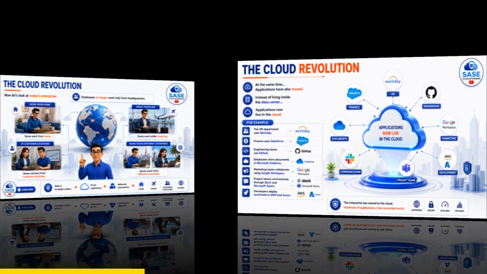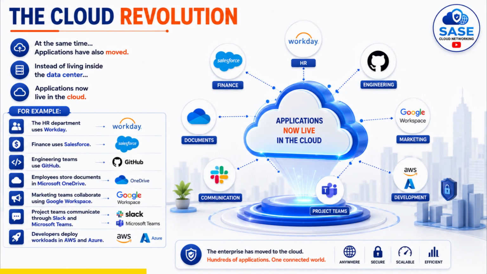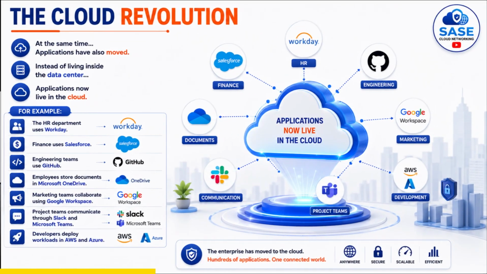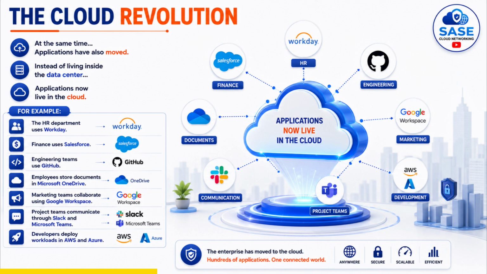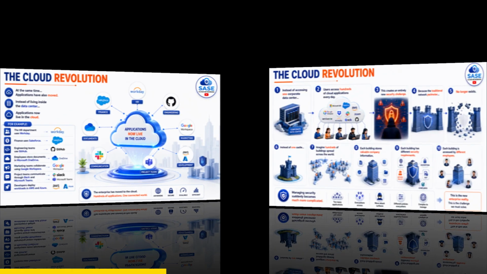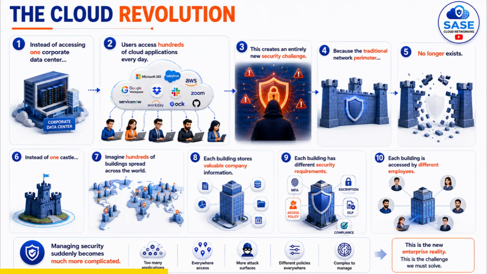At the same time, applications have also moved. Instead of living inside the data center, applications now live in the cloud. For example, the HR department uses Workday. Finance uses Salesforce. Engineering teams use GitHub. Employees store documents in Microsoft OneDrive. Marketing teams collaborate using Google Workspace. Project teams communicate through Slack and Microsoft Teams. Developers deploy workloads in AWS and Azure. So now, instead of accessing one corporate data center, users access hundreds of cloud applications every day.